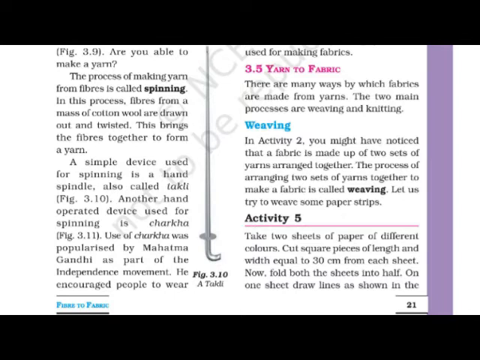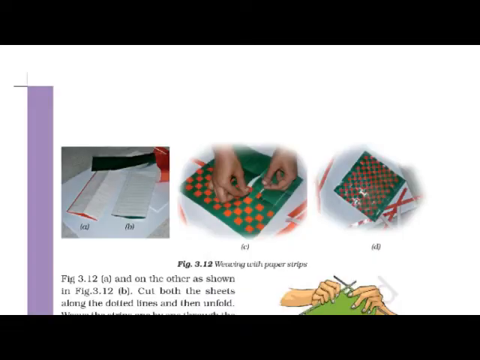On one sheet, draw lines as shown in figure 3.12a. On the other, as shown in figure 3.12b. Cut both the sheets along the dotted lines and then unfold. Weave the strips one by one through the cuts in the sheet of paper as shown in figure 3.12c. Figure 3.12d shows the pattern after weaving all the strips.